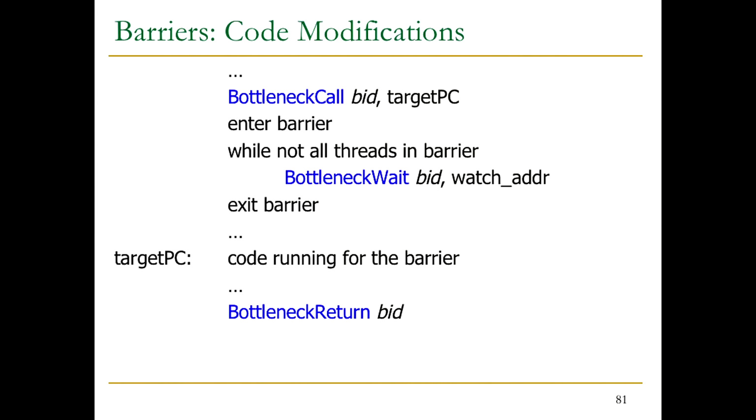Now you can do this for barriers. So this is an example of a barrier. You enter a barrier, and while not all the threads are in the barrier, you wait. And once this becomes not true, you exit the barrier, right? And this is the bottleneck call. Basically, this is how you run for the barrier. This is a parallel part of the program. You have code that's running for the barrier, and once you're done, you return, and then you enter the barrier. So basically, the thread that gets here earlier is going to increment that bottleneck ID's thread waiting counters.